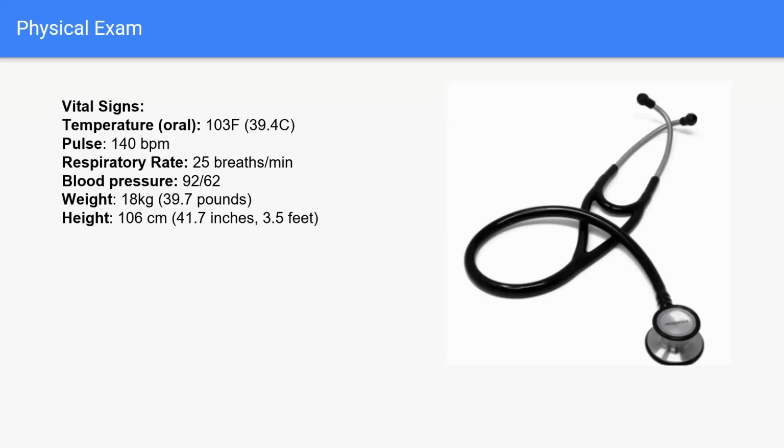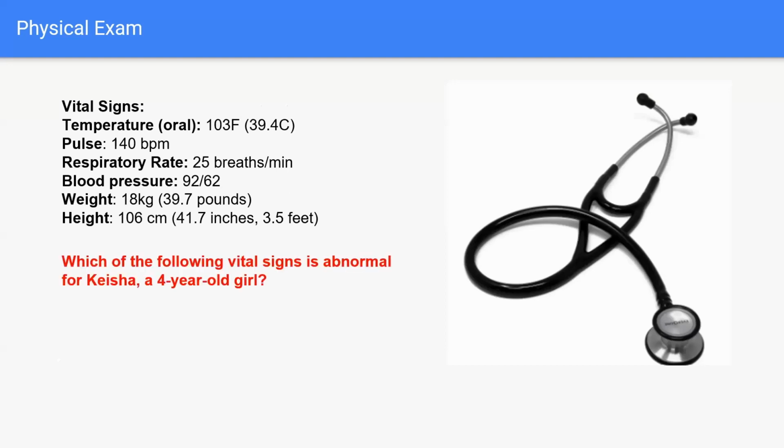But with our patient, so we took her vitals. So I want you guys to look at the vitals and think about what might be abnormal within this list in a 4-year-old girl. Because just as a hint, our vital signs are different in pediatric patients, like the cutoffs for what's normal and what's not.